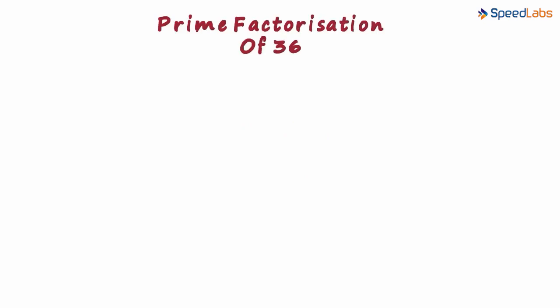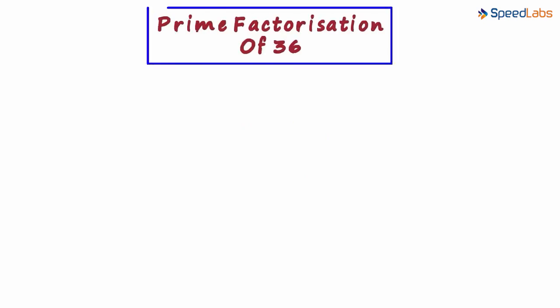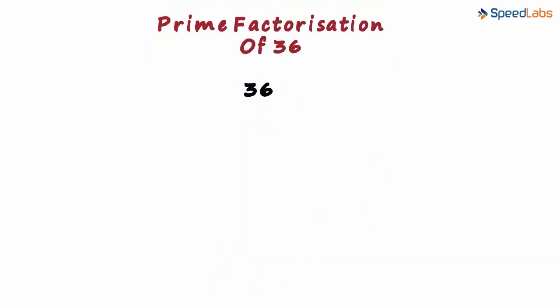We have seen the factor tree approach for prime factorization. Here, we will look at another way of prime factorization. Let's say we want to factorize 36 into its prime factors. We write a 36 here. Now, we have to think of a prime number that goes exactly into 36.